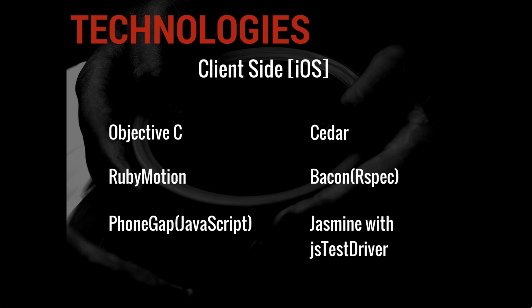Moving on to the items on the right, they are all BDD testing frameworks. We've already taken a look at Jasmine and JS Test Driver. Cedar and Bacon are both RSpec style BDD frameworks. While Cedar works with Objective-C, Bacon works with RubyMotion.